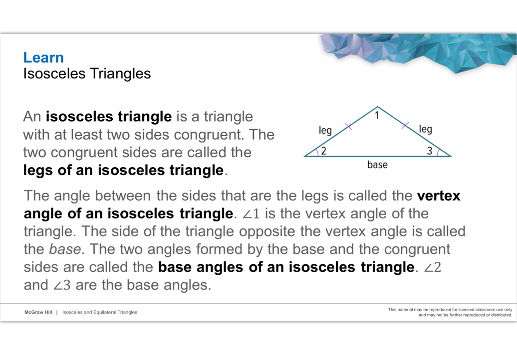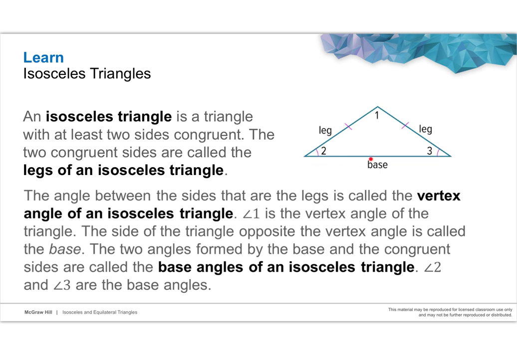Those two congruent sides, and we can see them in the diagram here with our tick marks, are called the legs, and the angle between those sides is known as the vertex angle of the isosceles triangle. So that's angle 1, as you can see in the diagram here. And then the side of the triangle that is opposite the vertex angle, that's what we call the base, okay?